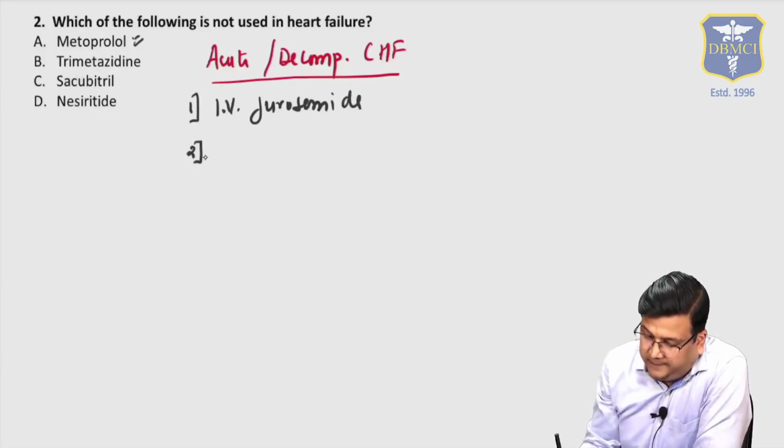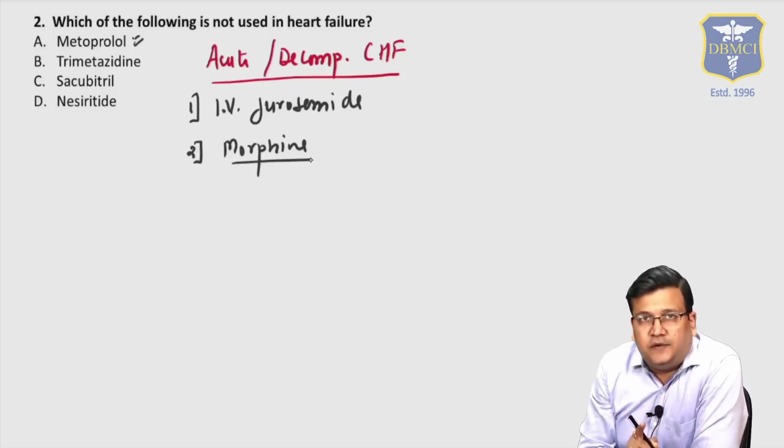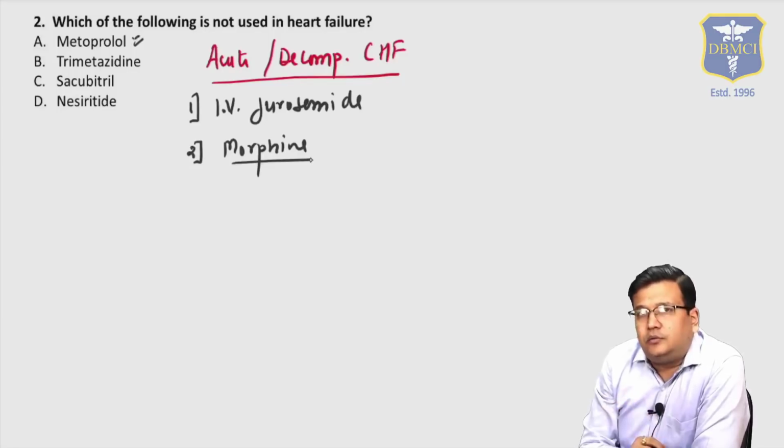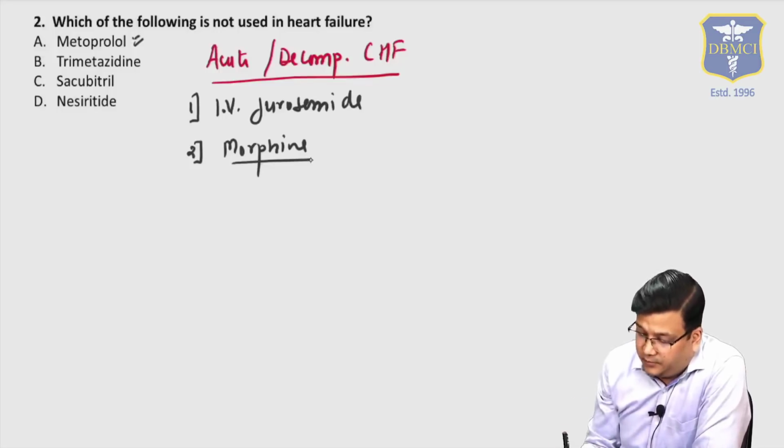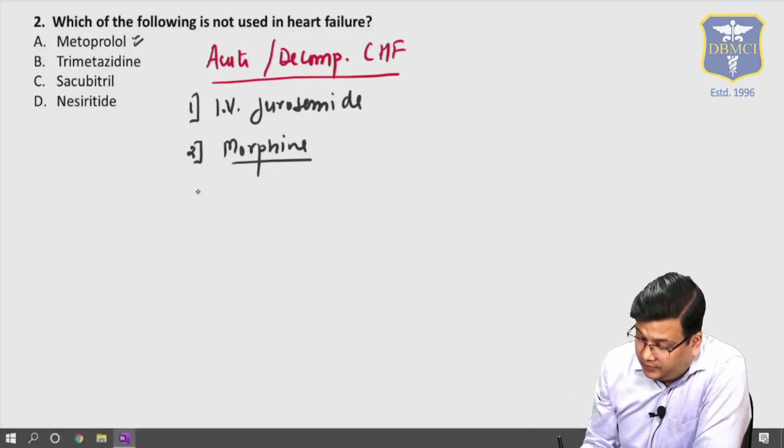This is followed by morphine. So morphine will calm the patient, decrease anxiety, and it will also shift some fluid from lung to systemic circulation. So morphine is the second drug to be given in acute CHF or left ventricular failure.